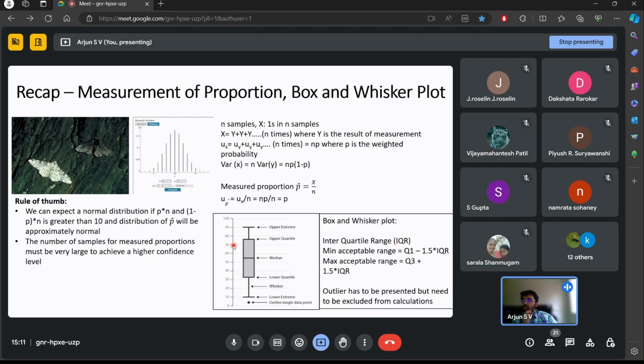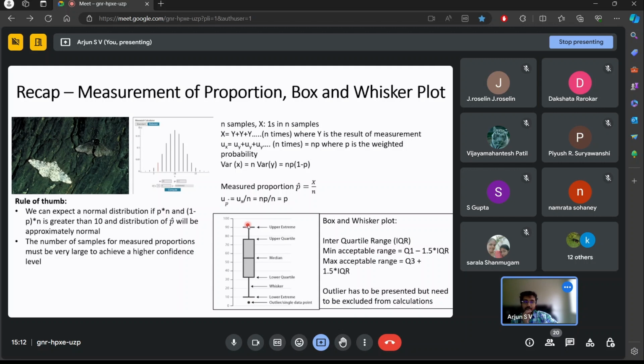So now that you know how the box is bound, you need to know how the whiskers are formed. How do you determine the lower extreme and upper extreme of the data? The lower extreme and upper extreme are normally determined by the minimum and maximum acceptable range, which is given by these two formulas here. The minimum acceptable range is given by the formula Q1, the lower quartile, minus 1.5 times the interquartile range. So any data which is far below the lower extreme of this data range will be considered as an outlier. The outlier can be single data points or multiple data points, but if it is lesser than the lower extreme, it will be considered as an outlier.